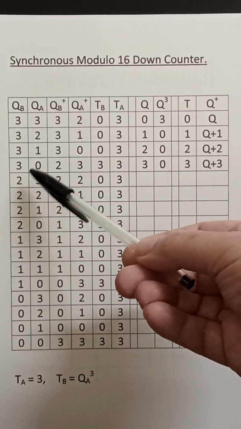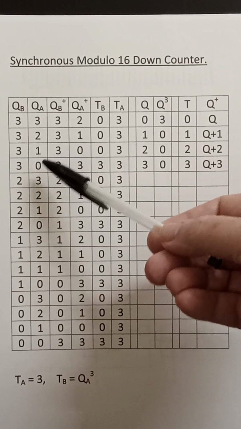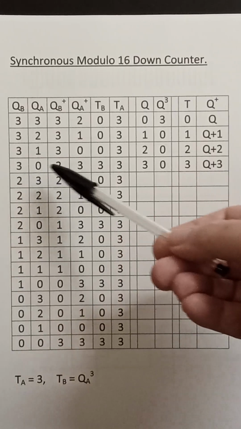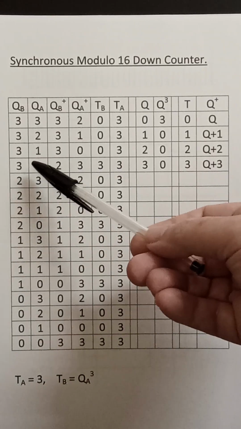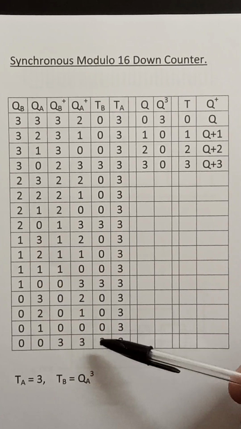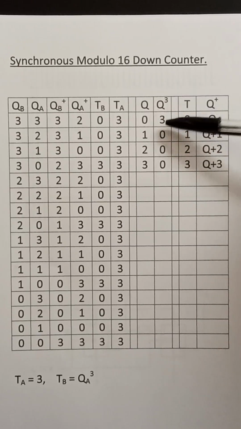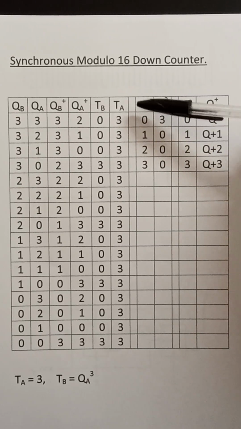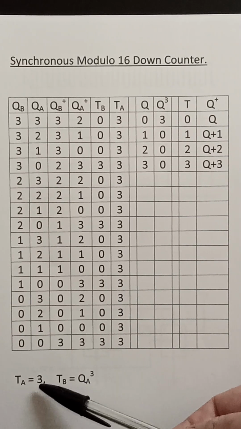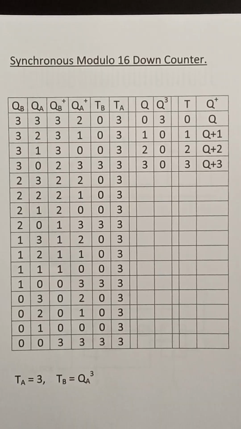And QB changes from QA equals 0 to a 3, so TB is a 3 when QA equals 0, 3, 0, 3, 0, 3, 0. I've shown that here. This is Q. QA3 is a 3 when QA equals 0, and 0 otherwise. So TA equals 3 and TB equals QA3.